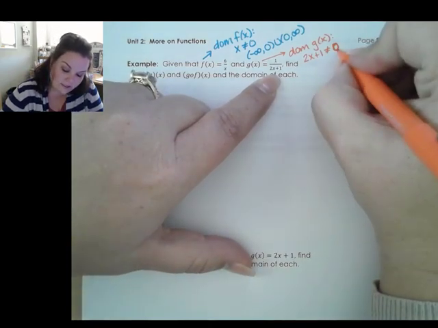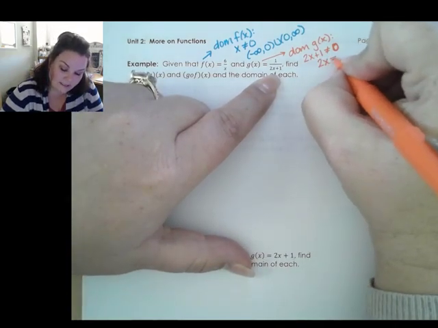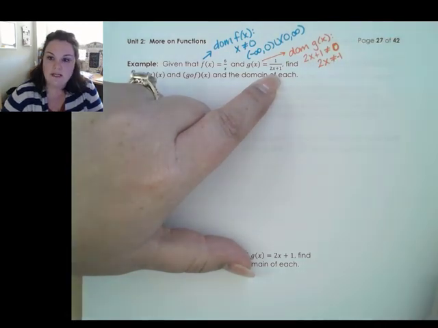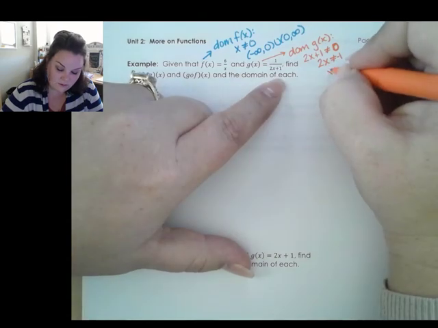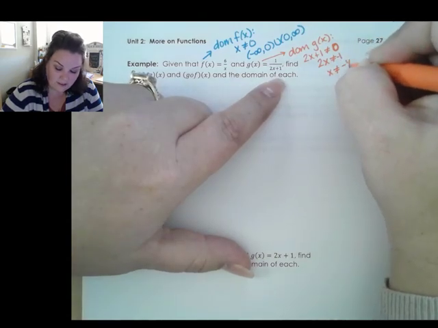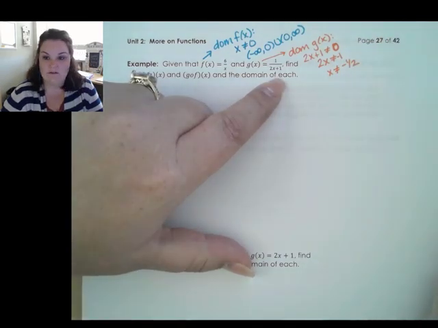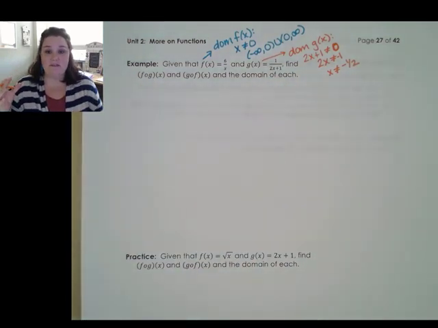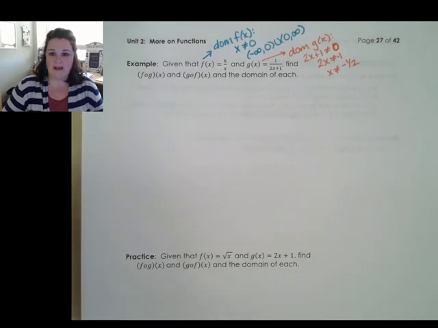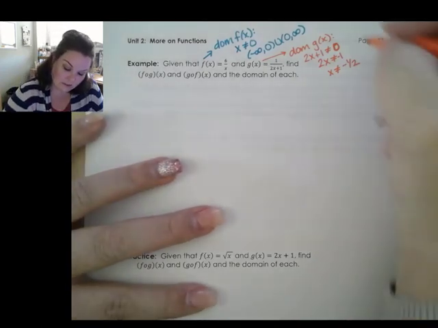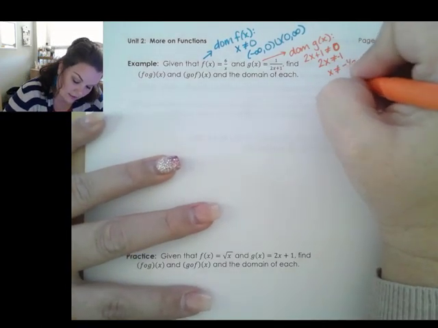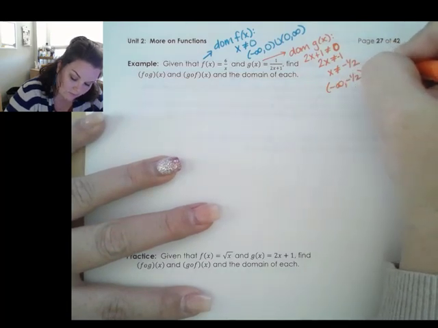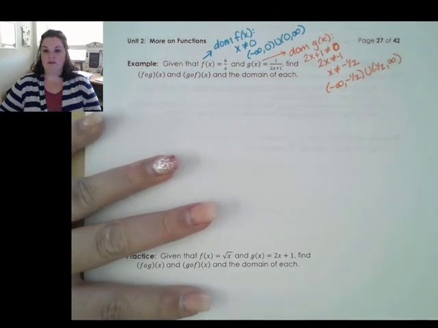So if I move my 1 to the other side by subtracting, that means 2x can't equal negative 1, right? And then I divide off my 2. So here x cannot equal negative 1/2. So again, it could be anything from negative infinity to positive infinity, but we have to take out negative 1/2. So this would be negative infinity to negative 1/2 or negative 1/2 to positive infinity.